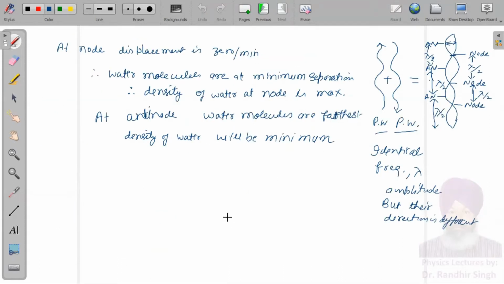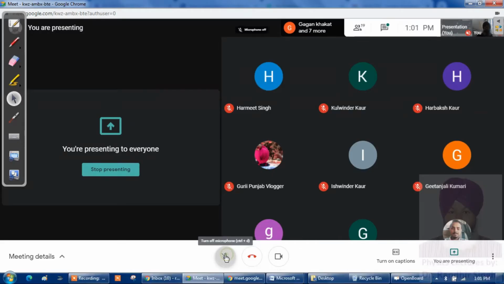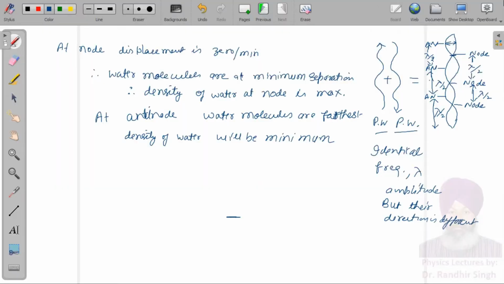Wait for a while. Okay, suppose this is the piston here. Okay students, sorry for the inconvenience. I will continue my discussion from now.